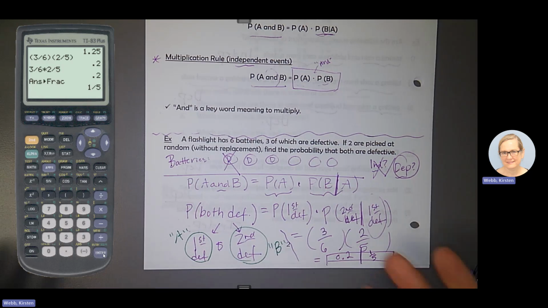I know the notation and the formula make it seem kind of more complicated than it is. In the end, we're just multiplying 2 numbers, but the notation and the formula do help us figure out what those 2 numbers should be. Here's our first example of a multiplication rule for dependent events. How about some questions for us so far?